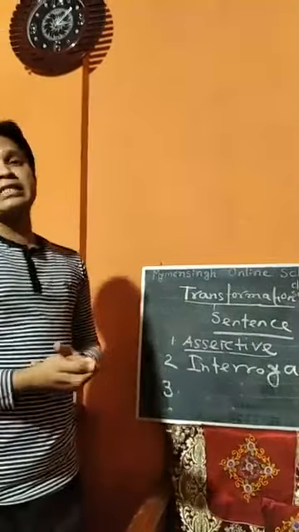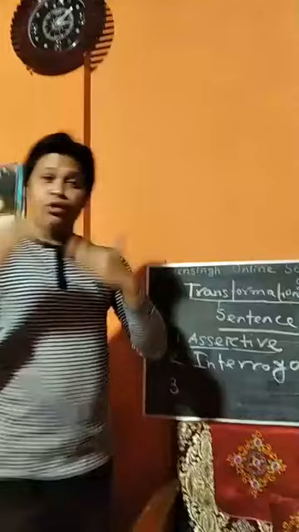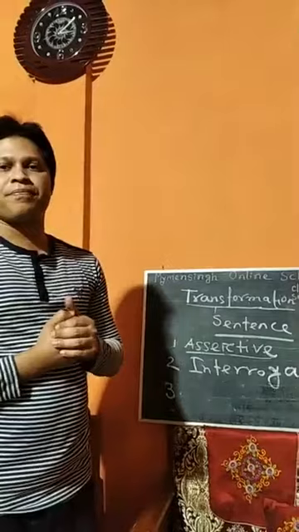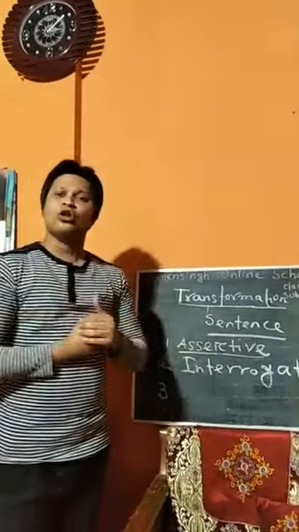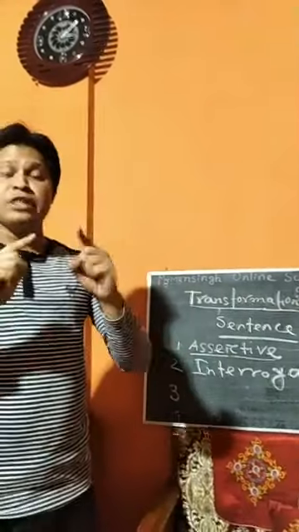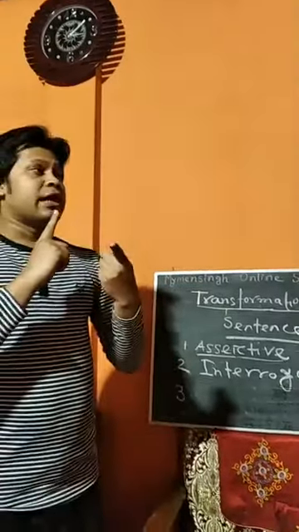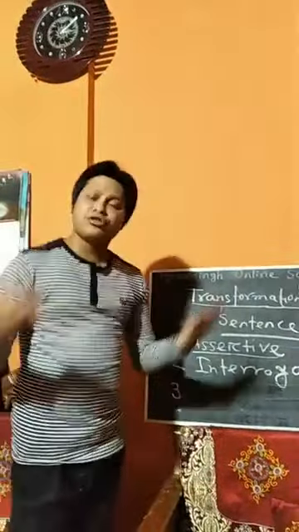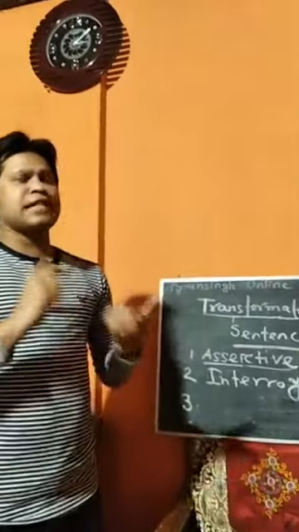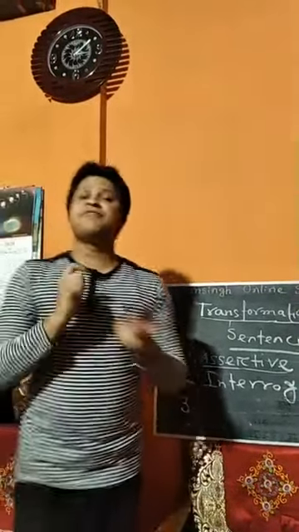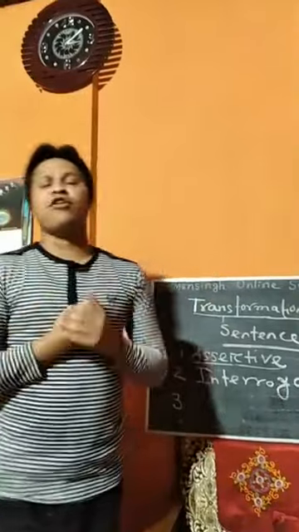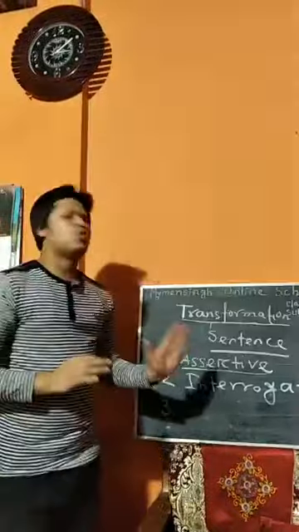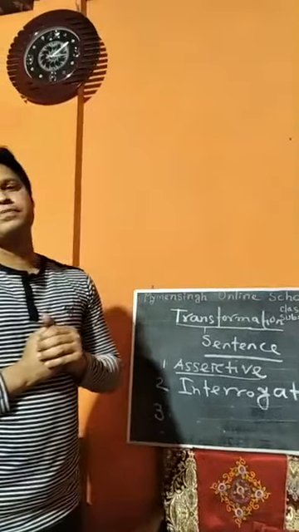What is imperative sentence? Imperative sentence is that sentence which expresses order, request, and advice, etc. What is optative sentence? Optative sentence is that sentence which expresses a wish or a desire of a mind. What is exclamatory sentence? Exclamatory sentence is that sentence which expresses the sudden feeling of a mind, of an individual. I think you all have understood what is sentence and its classification.